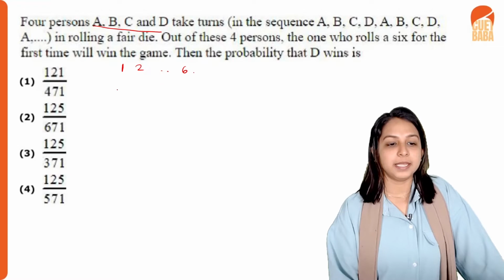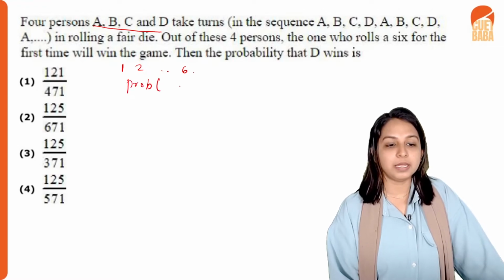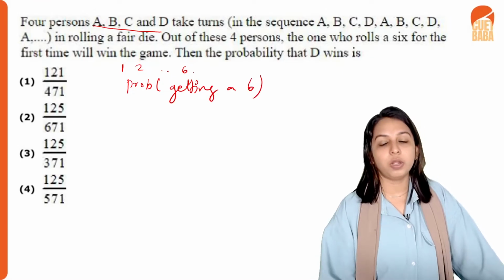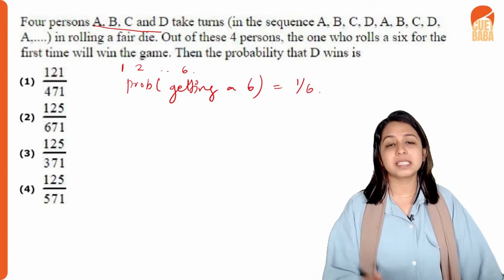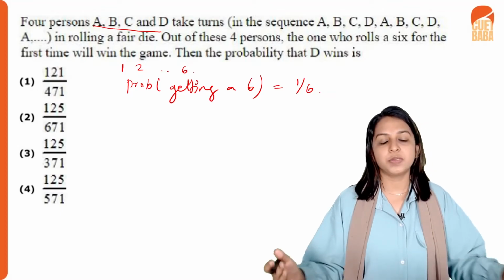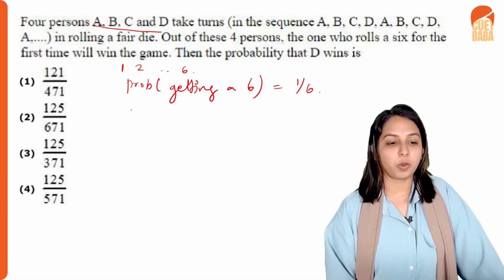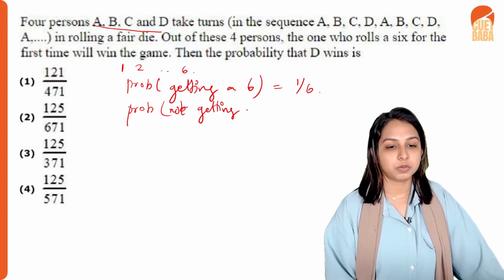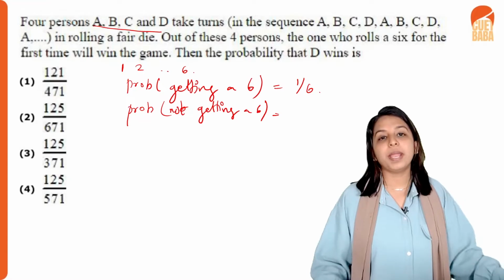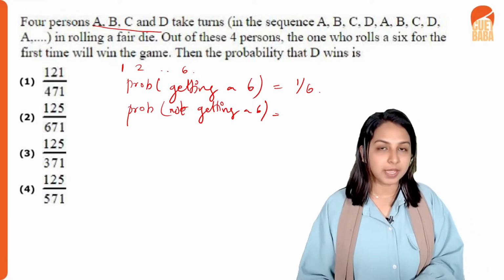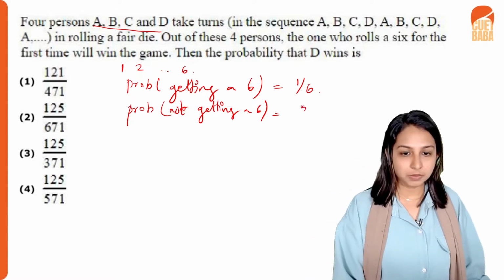So the probability of getting a 6 while rolling a die will be equal to 1 by 6. Since 6 numbers are there and the number 6 is one among them, the chance will be 1 by 6. So obviously the probability of not getting a 6 will be 1 minus 1 by 6, or simply we can say 1, 2, 3, 4, 5, 5 numbers are there other than 6, and its chance will be 5 by 6.